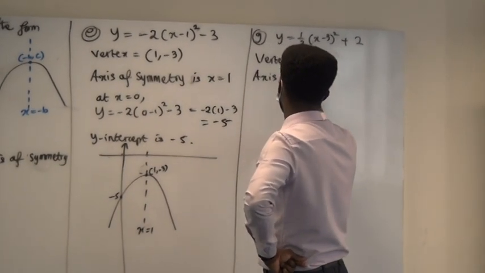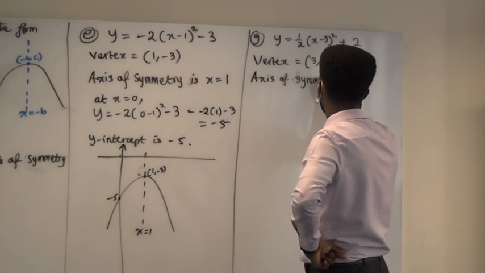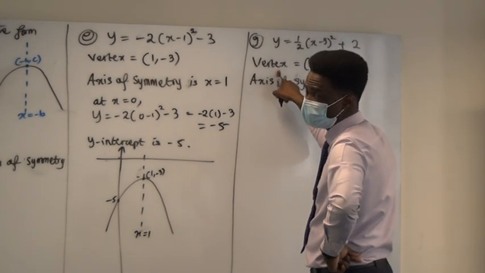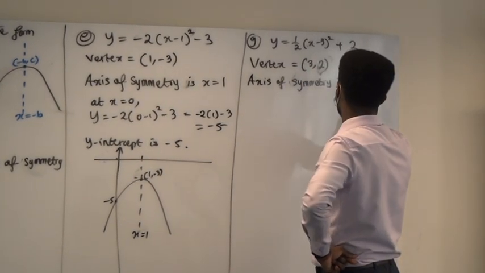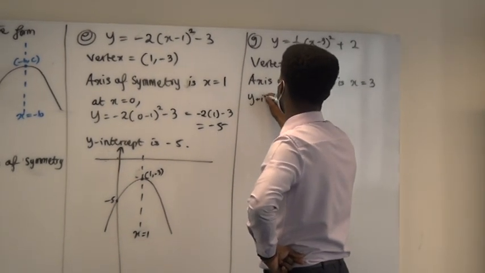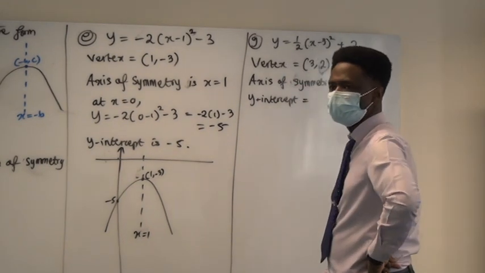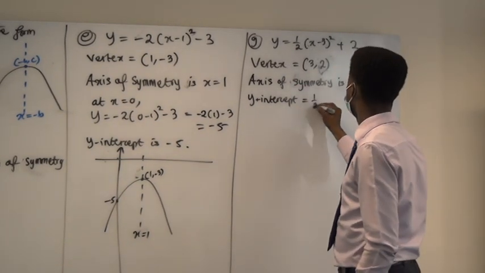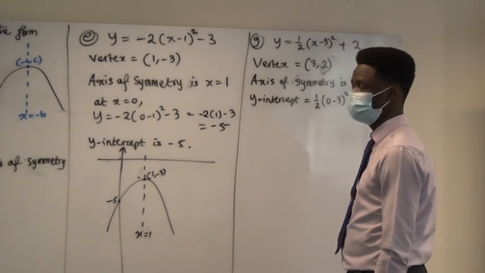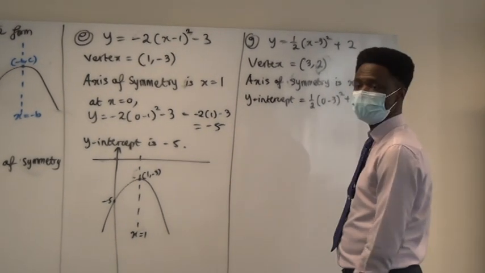x equals 3. The axis of symmetry is just the same value of x, isn't it? As long as this is the vertex, the axis of symmetry is x is equal to 3. The last thing is the y-intercept, where you substitute x is equal to 0: 1 over 2 times (0 minus 3) squared plus 2. Instead of calculating separately and writing the statement, you can start like this.